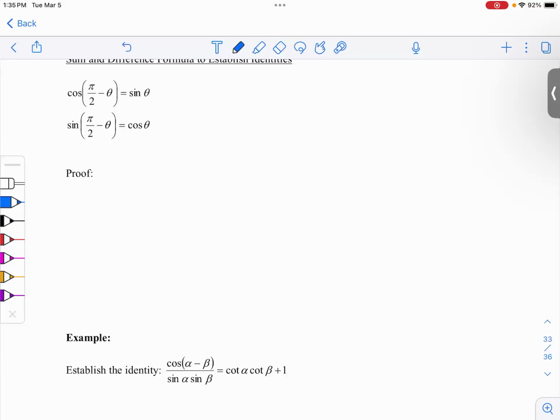Along those lines, speaking of CAT, the definition of CAT says this. We can actually prove this with the sum difference equations. Actually, all CAT is a specific case of the sum difference formulas. So it doesn't really matter which one we do. Let's just do cosine.